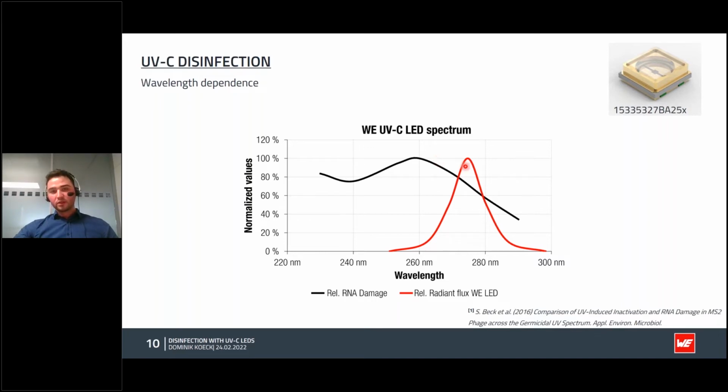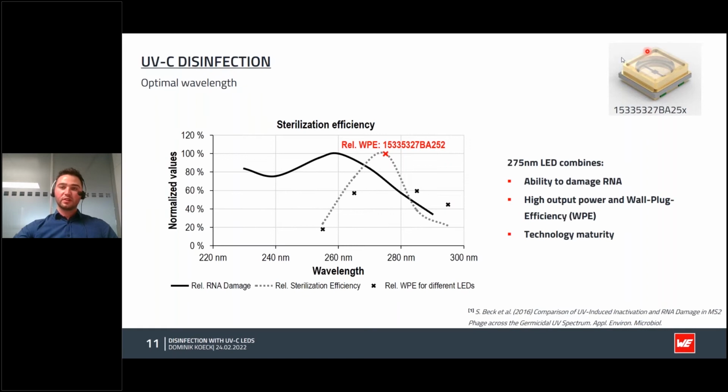So I also added the spectrum of one of our UVC LEDs in this graph. And what you see here is that our LED with 275 nanometer doesn't have the best wavelength to achieve disinfection. So why don't we use a UVC LED with a 260 nanometer wavelength? Well, it's simply that the 260 nanometer LEDs and 250 nanometer LEDs are not as powerful yet as the 275 nanometer LEDs.